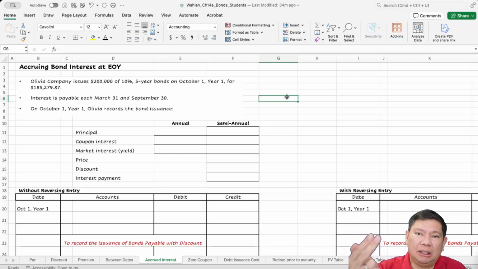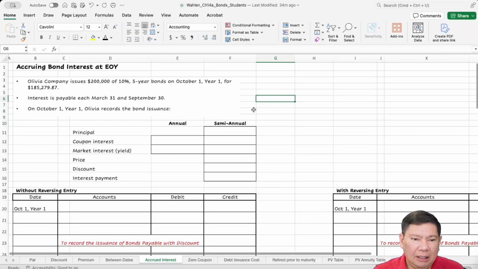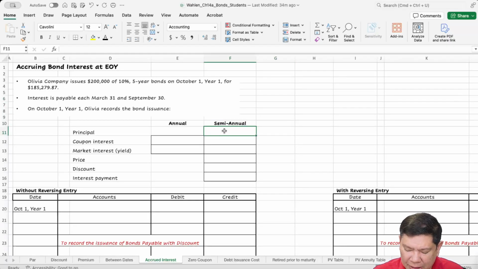months that we have to accrue because the next interest payment is not going to be until January, February, March, the end of March or the beginning of June. Okay, but we have to recognize interest expense for year one from October 1st until December 31st. Okay, so the principal of the bonds is 200,000. The coupon is 10%.